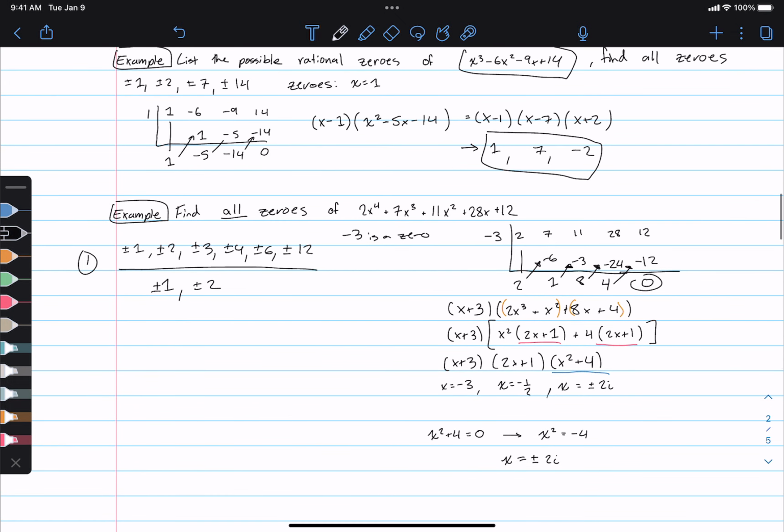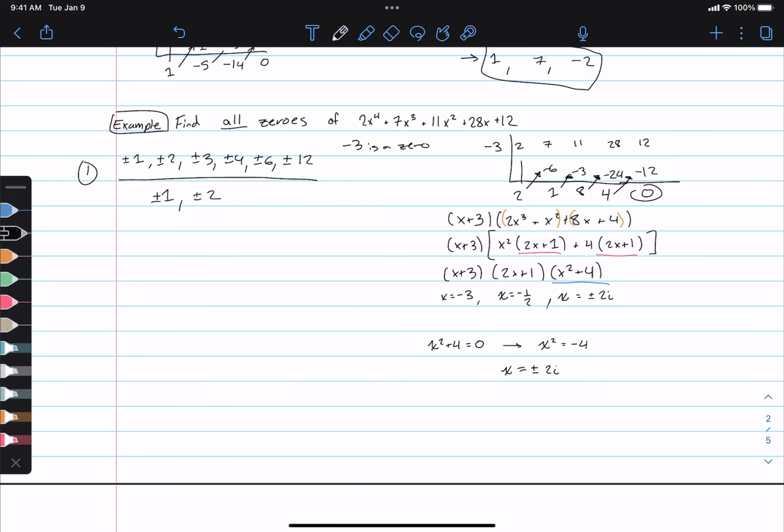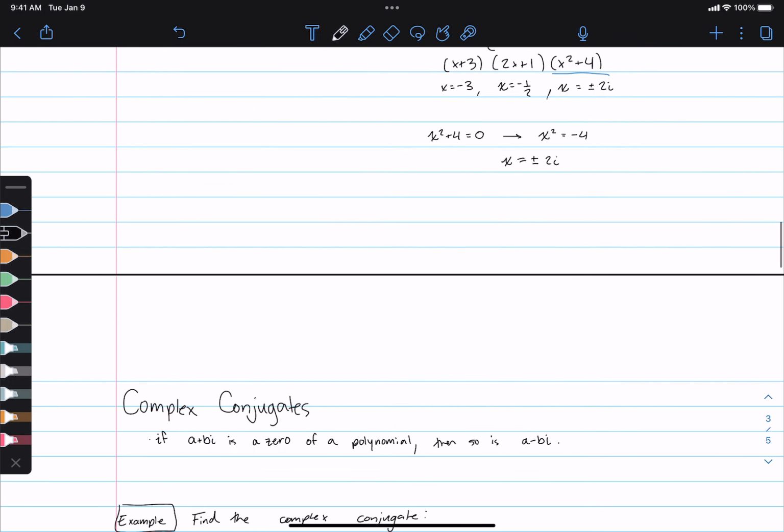And remember, we have 3 types of zeros. We have real zeros, which are the ones you're used to, and we have imaginary zeros. So x squared plus 4, which gives us plus or minus 2i as the zeros. Those are imaginary, and you have to watch out for those.